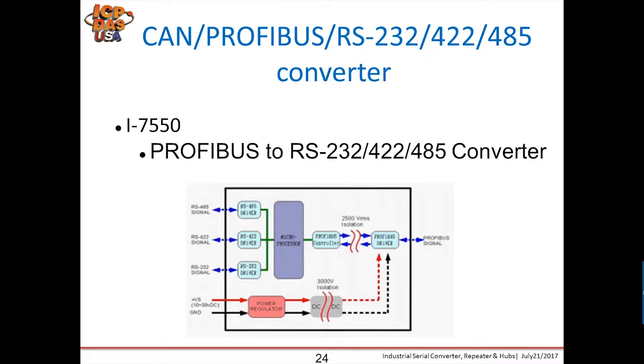i7550 converter is designed for slave device of PROFIBUS DP protocol. It offers all three kinds of communication. With the hybrid COM1 design, user can choose one type of COM port to use, either RS-232, RS-485, or RS-422. User can put their device into PROFIBUS network easily.